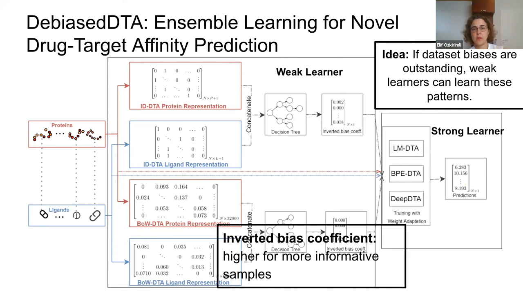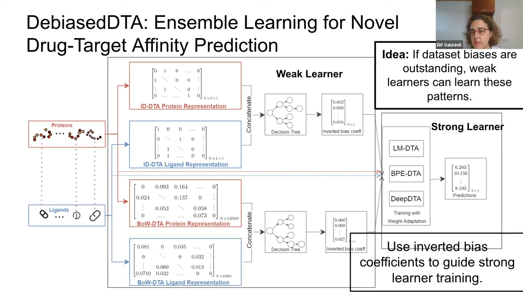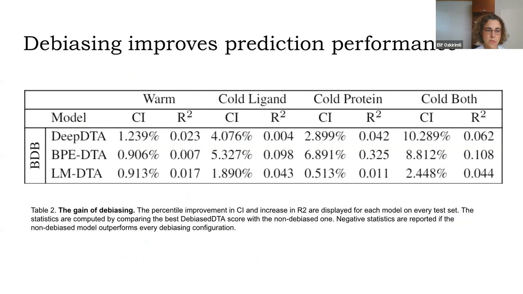After you go through the weak learner, in this case, we tested, let's say, four different weak learners. We then feed this information to the strong learner to guide strong learner training. And we saw that this is the gain, so the increase in performance due to debiasing. We saw that debiasing improves prediction performance for both warm and cold ligand, cold protein, and cold both cases.